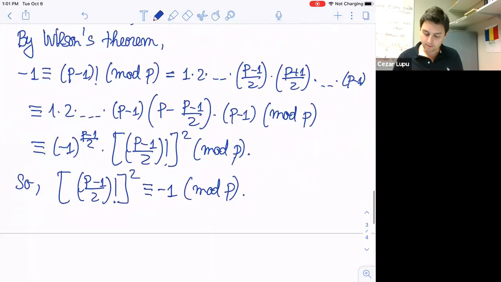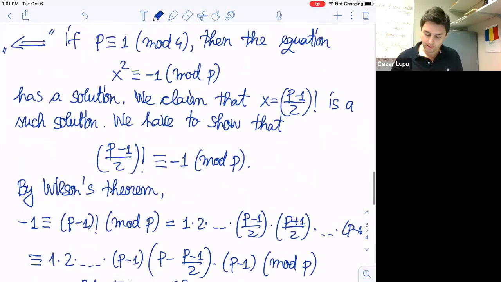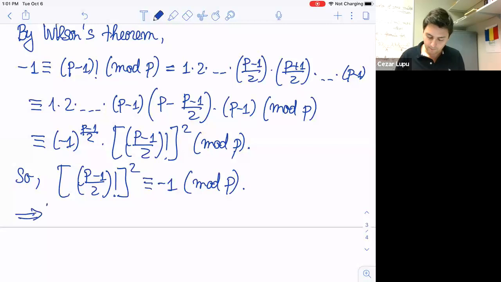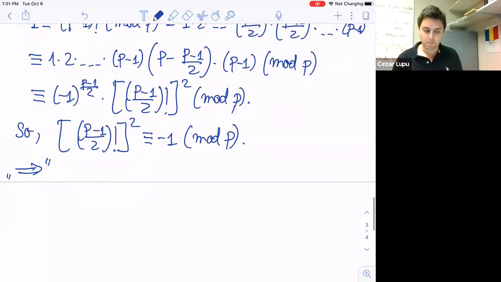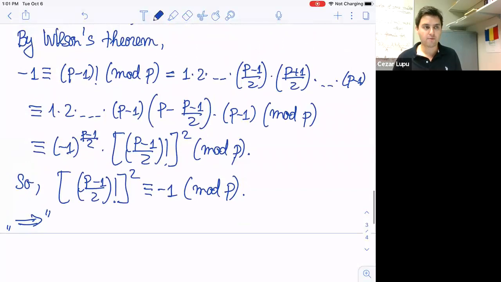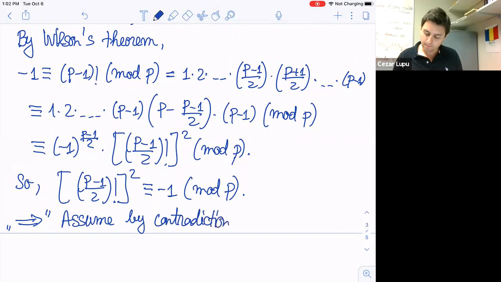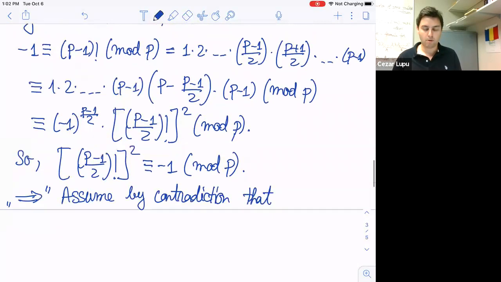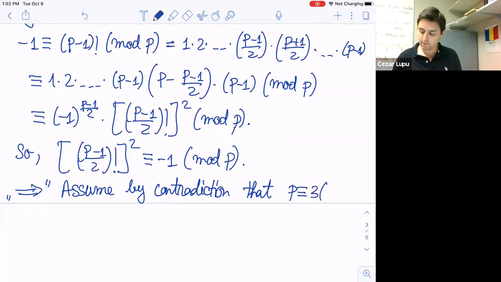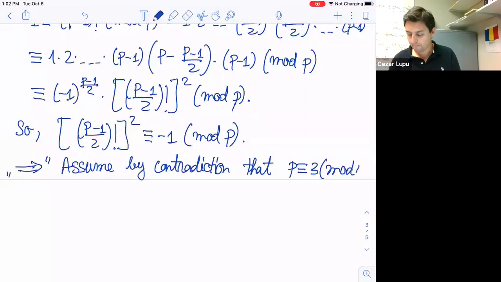Now let's see the converse of this, which will be, well, we have to show that if that equation has a solution, then p is 1 mod 4. So let's assume by contradiction that p is not 1 mod 4. So p will be 3 mod 4, right? That's the only option we have.